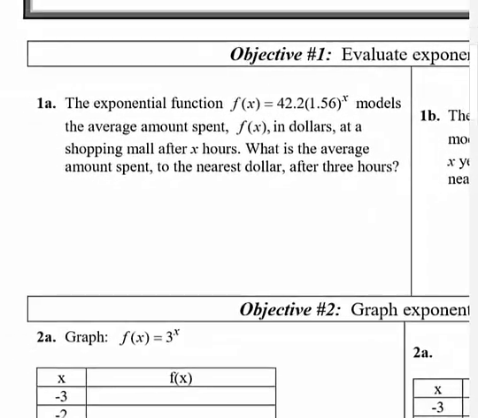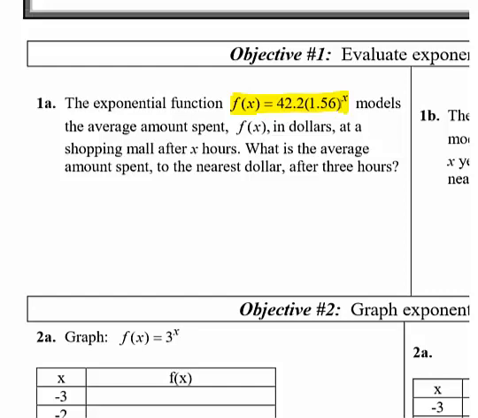The exponential function f of x equals, okay, this is not pretty, but in real life, the functions aren't really pretty. 42.2 times 1.56 to the x power. So notice that the 1.56 is what's in the parentheses. That means that's the only part of this that's being raised to the x power. So it's 1.56 to the x power, and then whatever you get, then it's times 42.2. So 42.2 should not be raised to any powers.